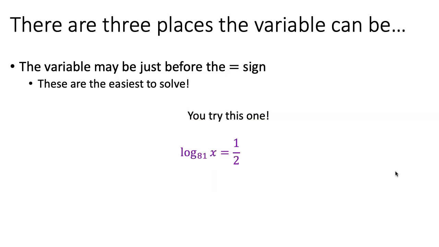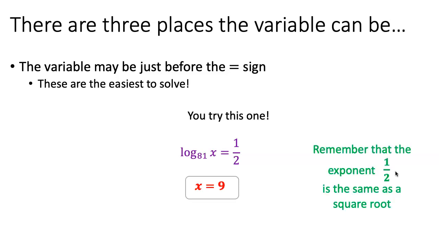Now, you try this one. Log base 81 of x equals 1/2. Pause the video and follow those steps and find out what x is. X equals 9. Remember that when you have an exponent of 1/2, that's the same thing as a square root. So 81 to the 1/2 power is the square root of 81. That's 9.